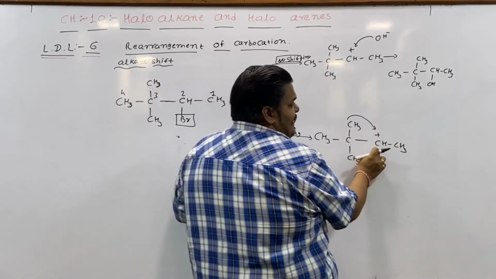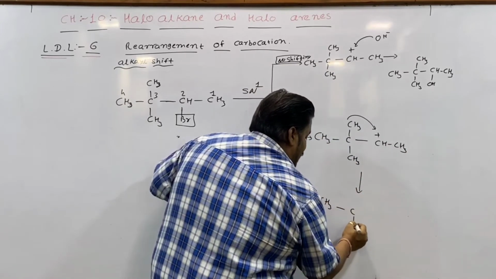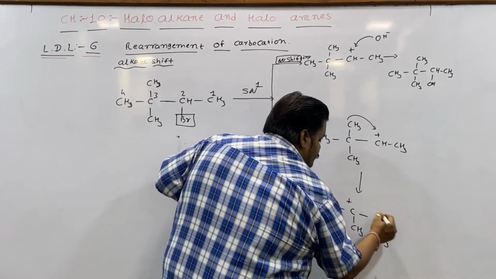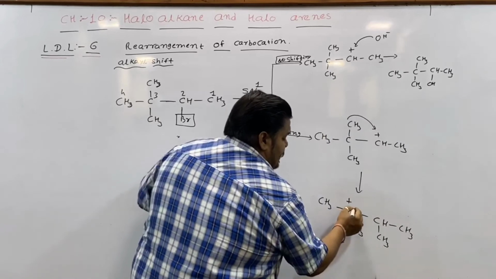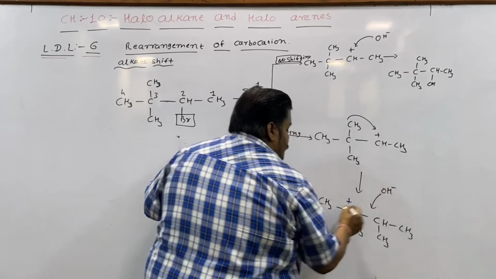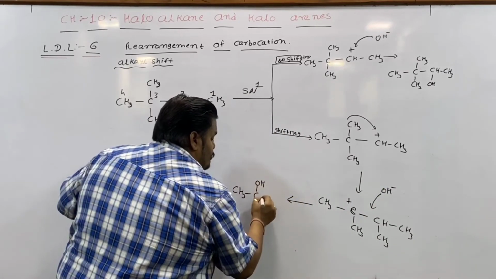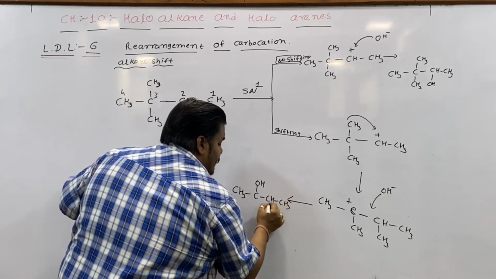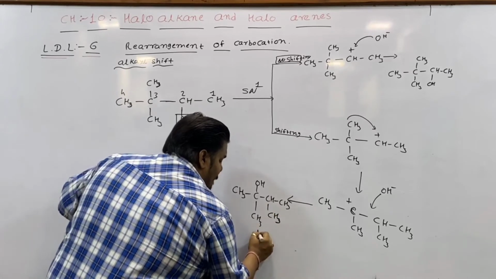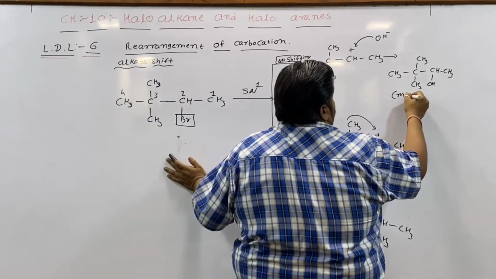Shifting of this alkyl group to this carbon will result in the formation of another stable carbocation, which is a tertiary carbocation. The produced tertiary carbocation now gets attacked by the hydroxyl group and results in the formation of a tertiary alcohol. So if possible, we have to convert the secondary carbocation to the tertiary carbocation, and that will be the major product, and the first one is a minor product.